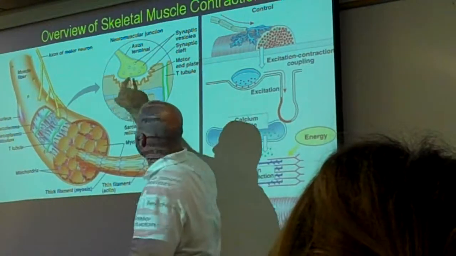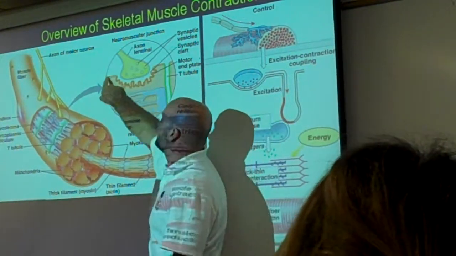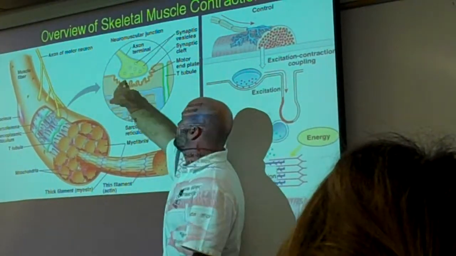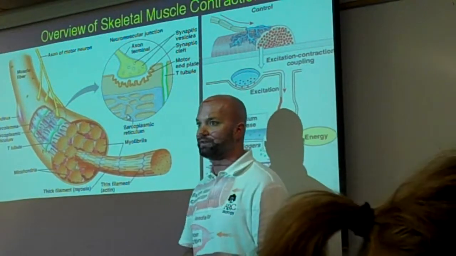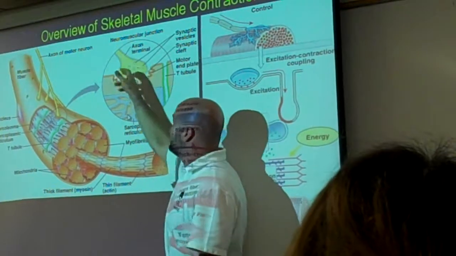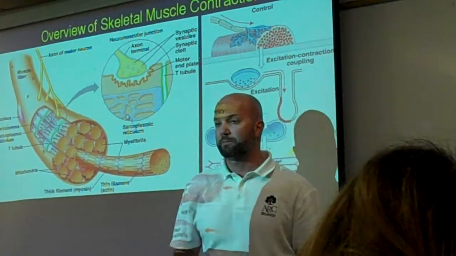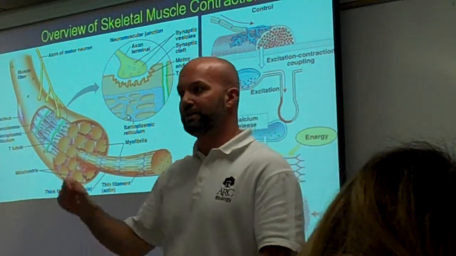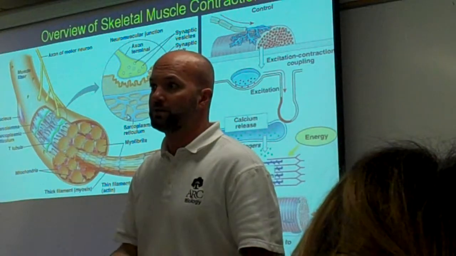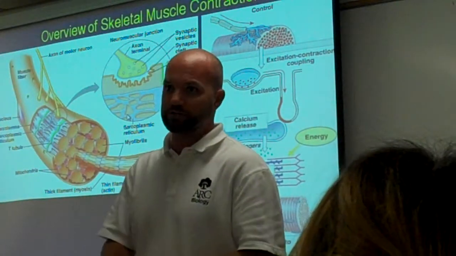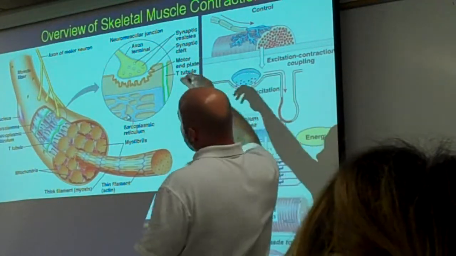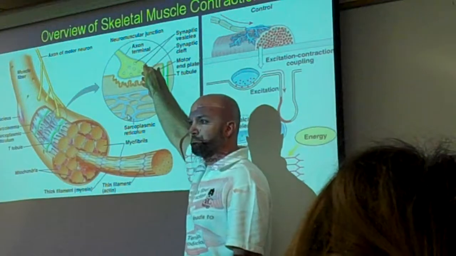So here's one of them magnified. Here's the muscle cell membrane, axon terminal, small distance between them, nanometers across, very short distance. That's the synaptic cleft. What type of a junction is this? It's a synapse. It's called a synapse wherever an axon terminal of a neuron communicates with another cell. It could be a gland cell, it could be a muscle cell, it could even be another neuron, but it's called a synapse. So the neuromuscular junction is a synapse.